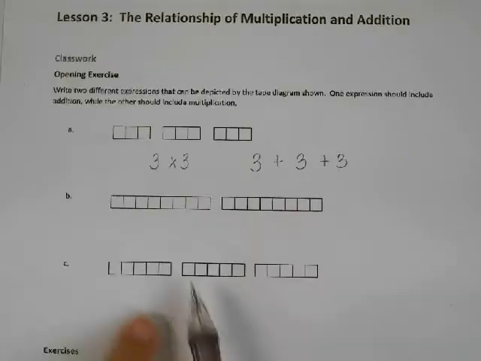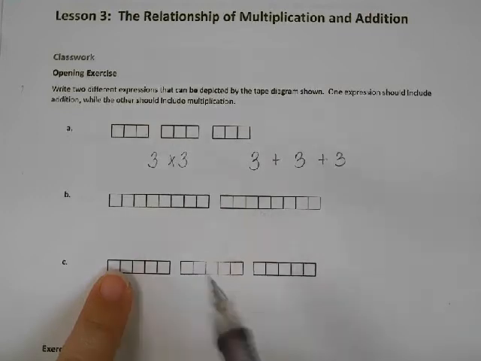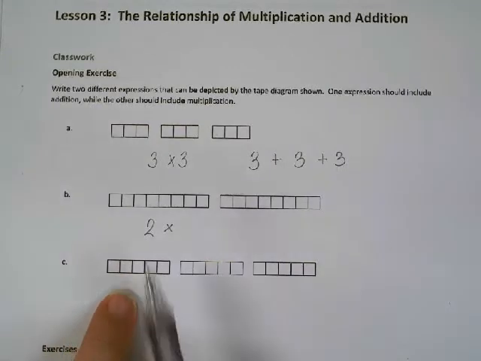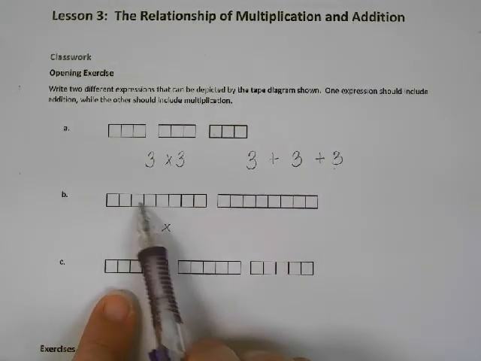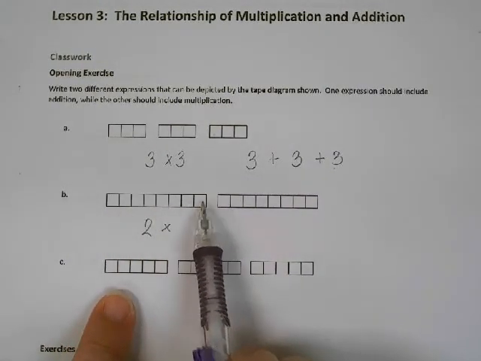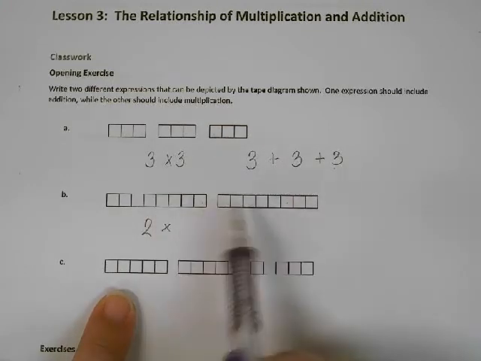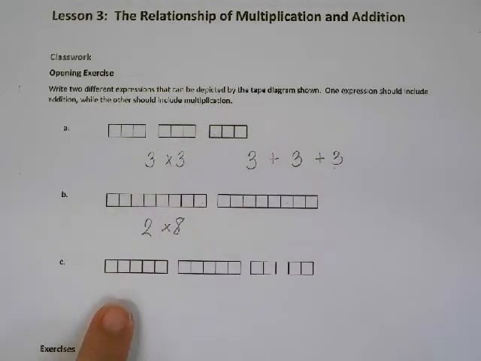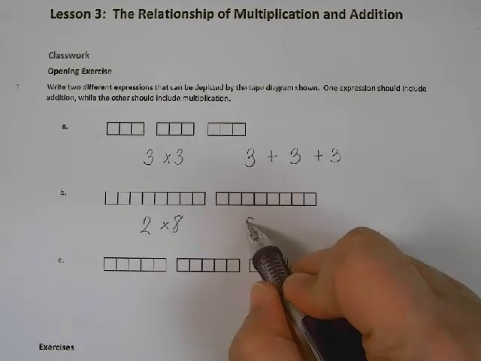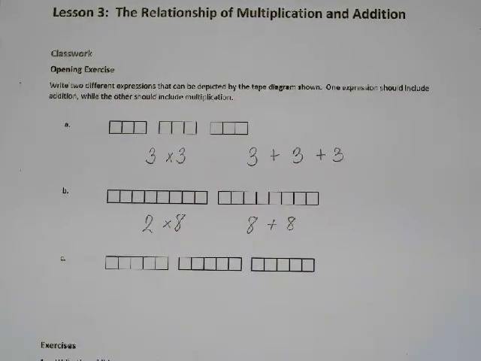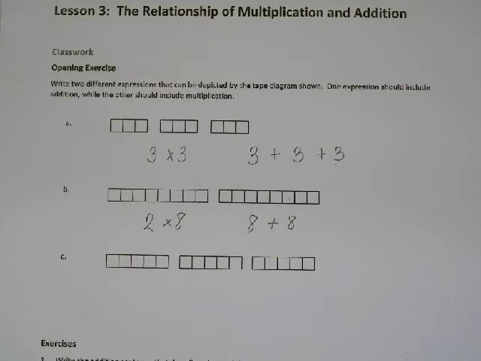Let's do the next one the same way. I see that I have 2 groups, so it'll be 2 groups of, then I'm going to see how many is in each group. 1, 2, 3, 4, 5, 6, 7, 8. So 2 groups of 8. So then to write my addition, I make my 2 8s, and then I put in my plus sign. I want you to try C on your own. So go ahead and pause the video and try that on your own.